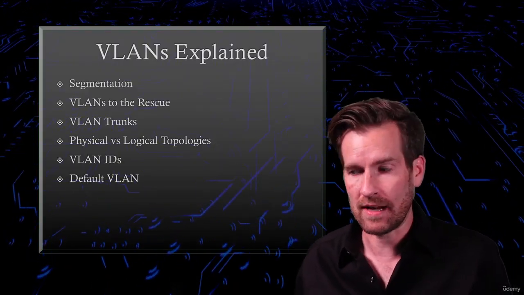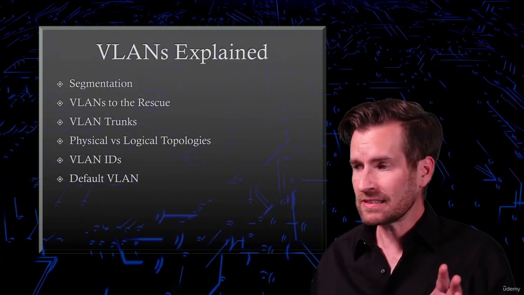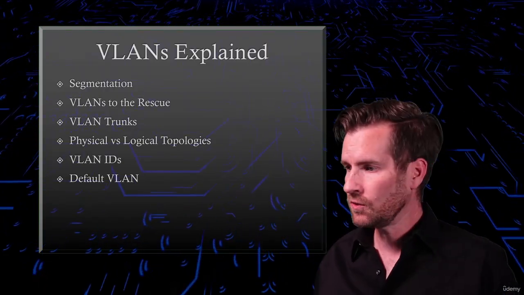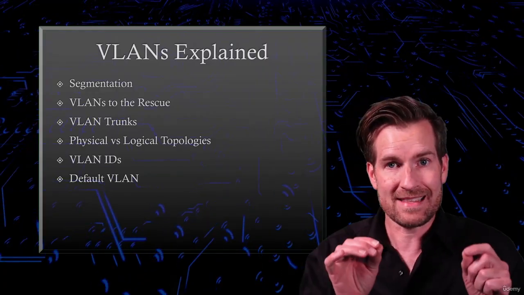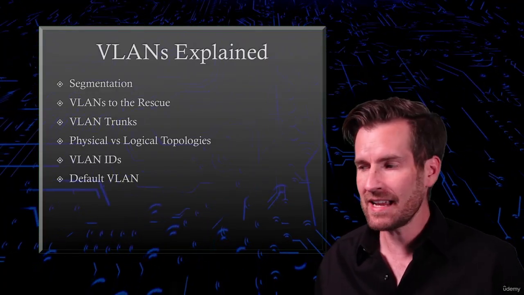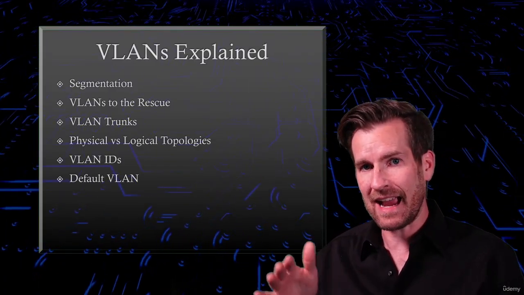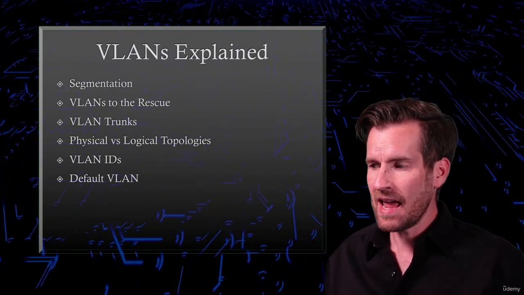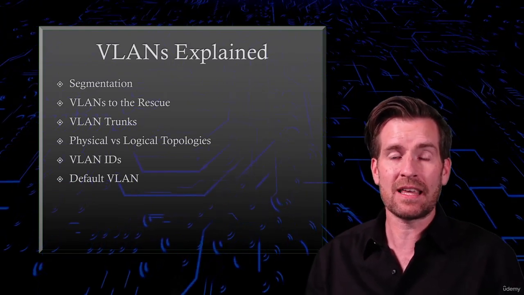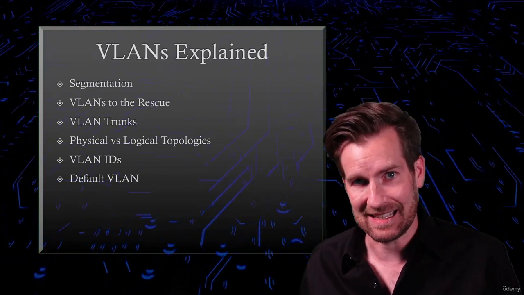help out your network. Then we're going to get into the VLAN trunks and what VLAN trunks do for you. We'll get into what is the difference between a physical and a logical topology when it comes to VLANs. We're going to get into VLAN IDs and how VLAN IDs identify your VLANs. And then we will finish things off talking about default VLANs and what a default VLAN is.